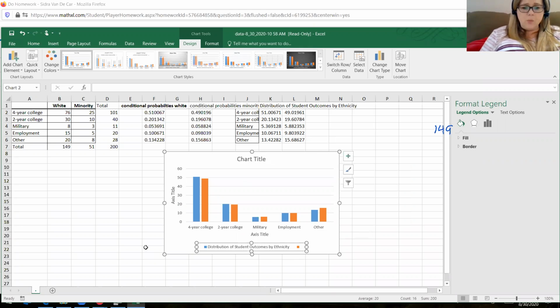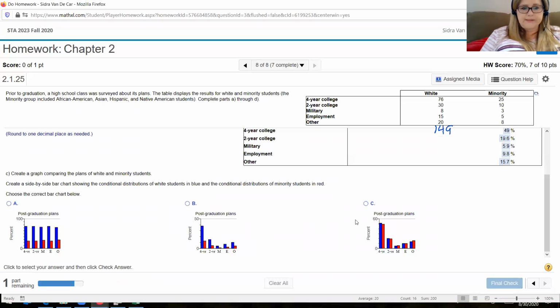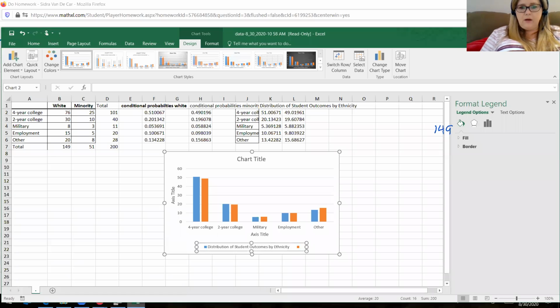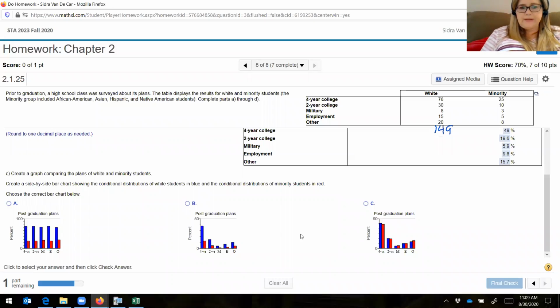Okay, so we want one that looks like this. So when we go back over here to our choices, notice that both of them being about here is what matched in our chart right here, right? These were about the same. So we can see the only chart that does that is this one.